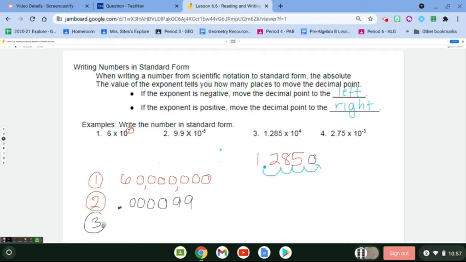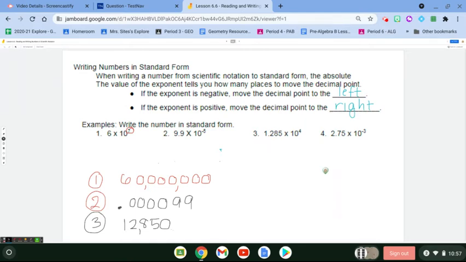So my answer for question number 3 is 12850. Putting a comma there, that would be 12,850. And again, if you wanted to put the decimal point at the end for these larger numbers, you can, but it's really not necessary. It is necessary in the tiny decimals, though.